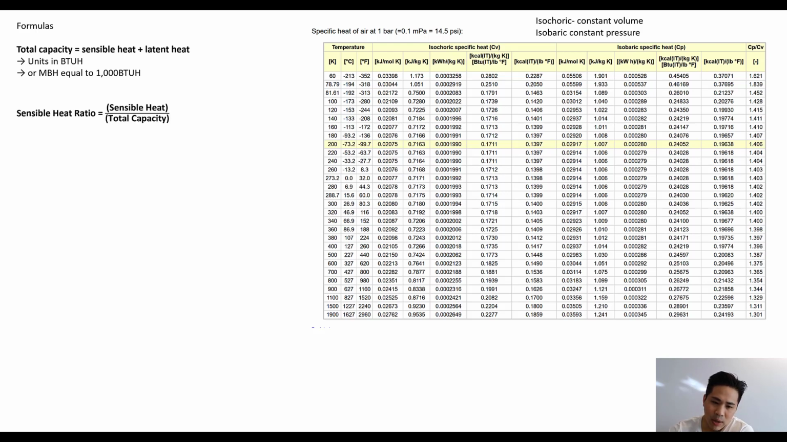We have another formula. Sensible heat ratio is just the ratio of the sensible heat over the total capacity, which is sensible heat plus latent heat.